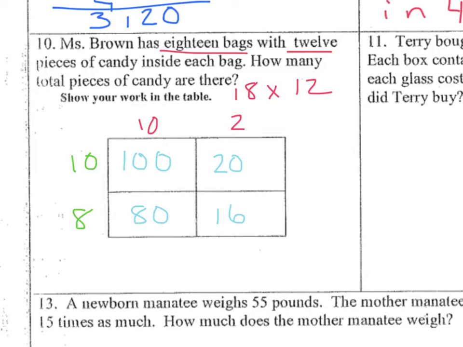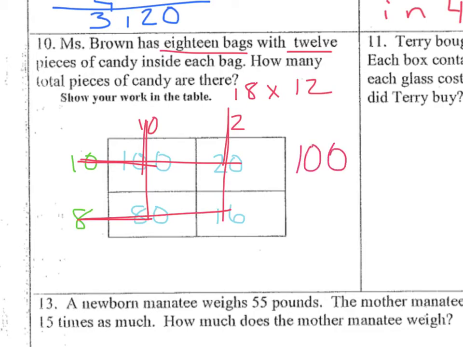And then again, just as a quick reminder, how I got 100 is 10 times 10. And then how I came up with 80 was 8 times 10. And how I got 20 was 10 times 2. And how I came up with 16 was 8 times 2. Now I have to add all of those up.